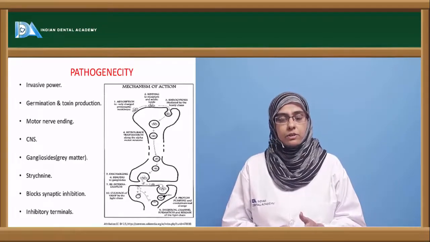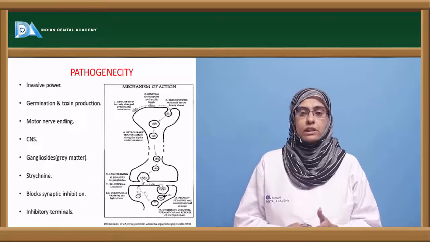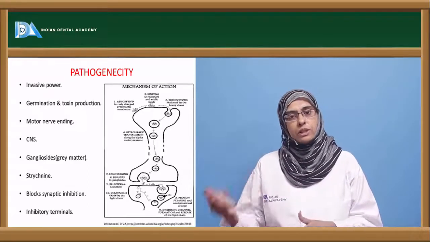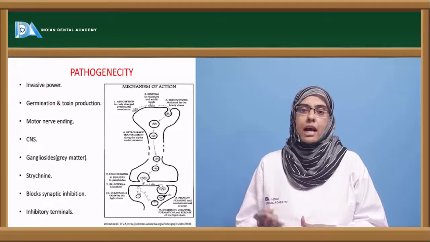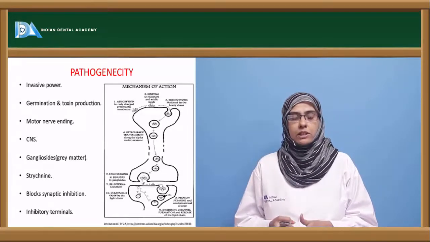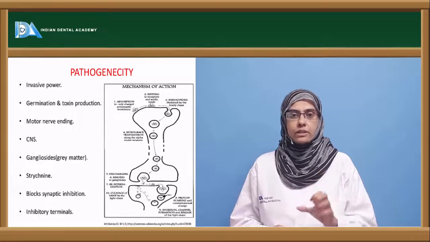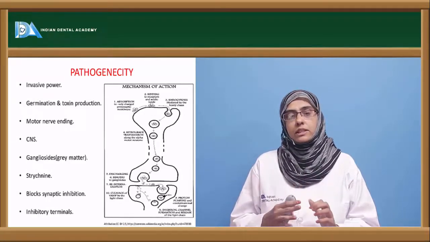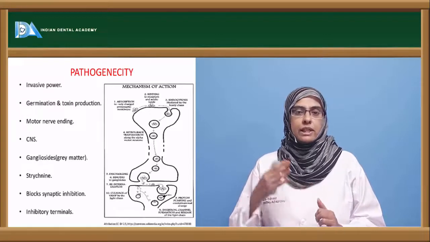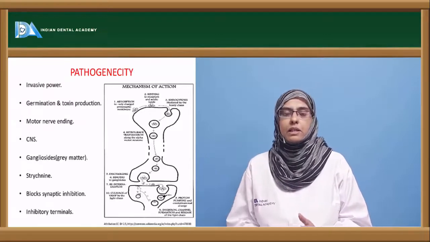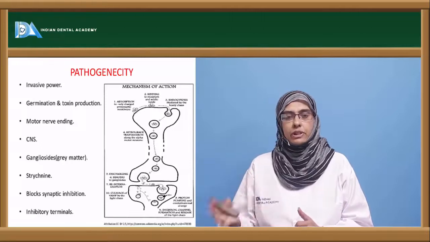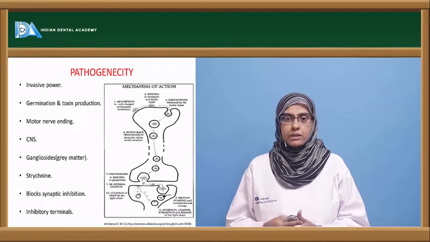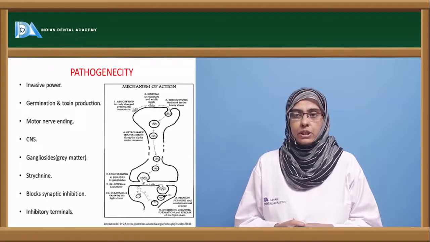This organism multiplies and produces the toxin, which is absorbed by the motor nerve endings and transported to the central nervous system intra-axonally. In the central nervous system, they are fixed by the gangliosides of the grey matter of the nervous tissue. This is how the locally produced toxin reaches the central nervous system and is fixed by the gangliosides, showing the pathogenic effect of this disease, that is, muscular rigidity or muscular spasm, the characteristic feature of this disease.